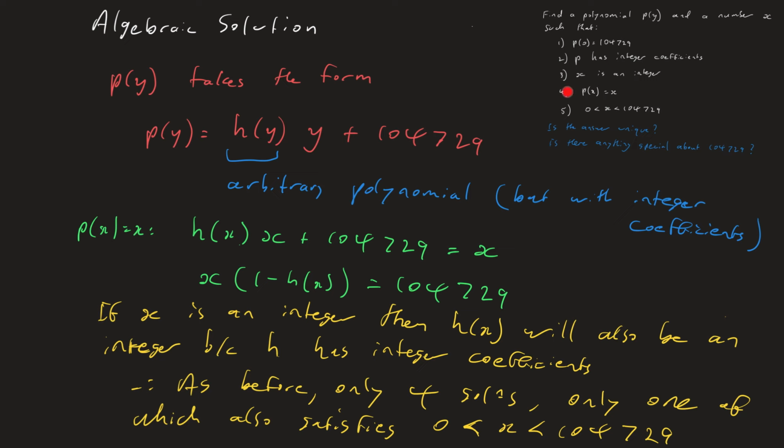For the fourth requirement, we want to find a number x such that when we input x to our polynomial, we get x, the same number x, coming out here. So solving p of x equals x, algebraically, I just replace y with x. So when x goes in here, p of x is equal to h of x times x plus this number, and p of x equals x, we want this to be equal to x, finding a particular number x.